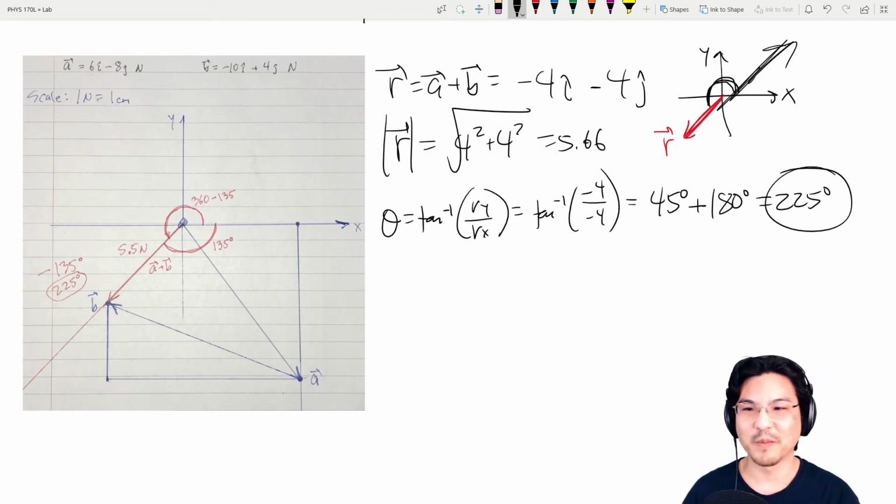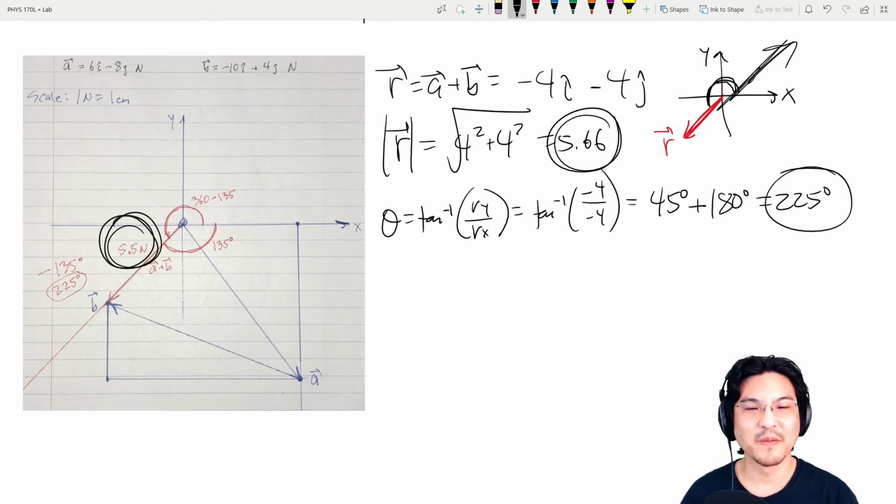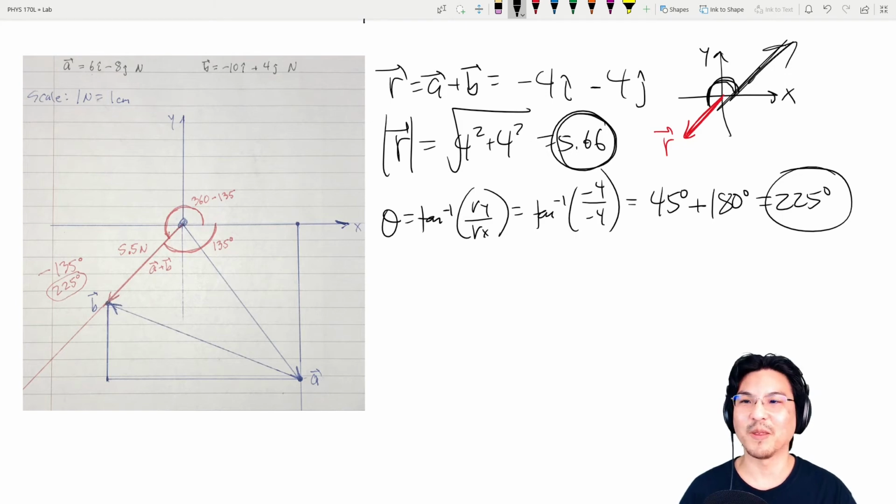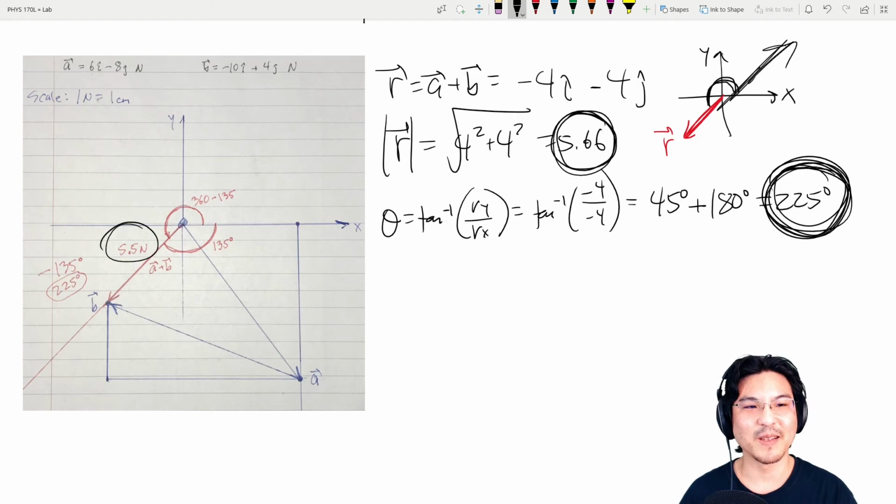And if we compare to the graphical method, we got like 5.5, which is pretty close. We know that this is for sure correct. The analytical method is exact. So the graphical method, not too bad, 5.5. The correct answer was 5.66. Analytical method, we got 225 degrees. Graphical, we got 225 degrees. So that was pretty good.